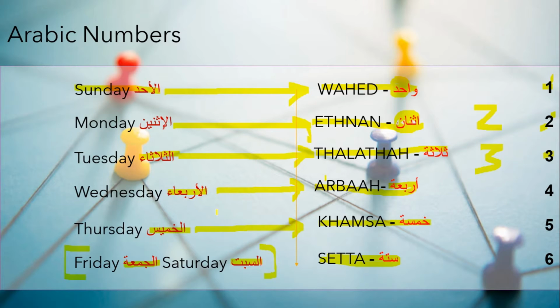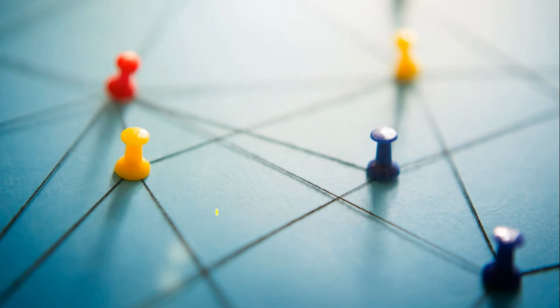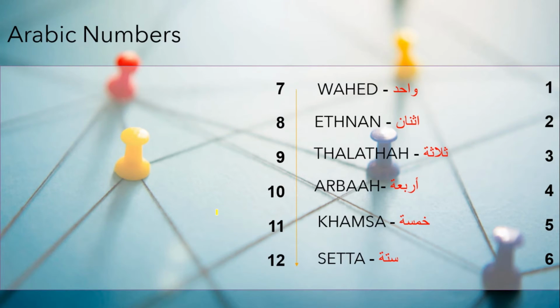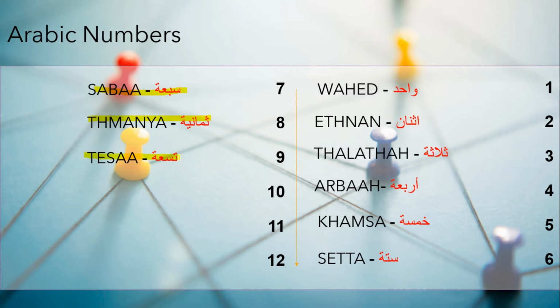Let's go to the next set now. The next set starts from number 7, which is sab'a. As you can see here, I'm using double A to express the ayn. It's not sab'a, it's sab'a. It's coming from the throat. Just give it a stress from the throat. Thamaniya. Then tis'a. Again, it's not tis'a, it's tis'a.